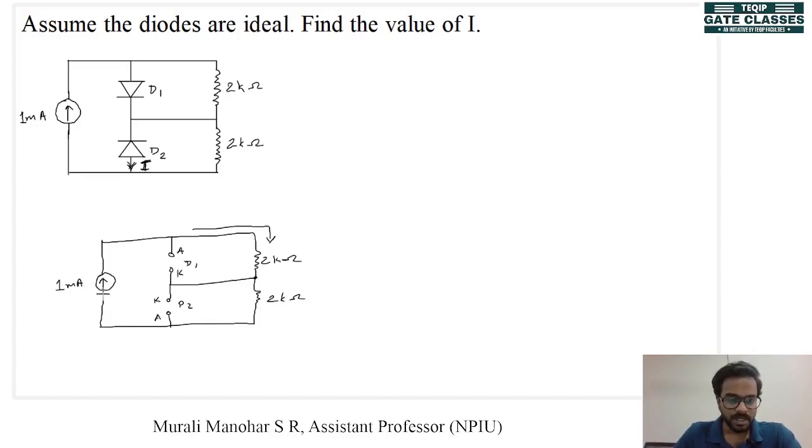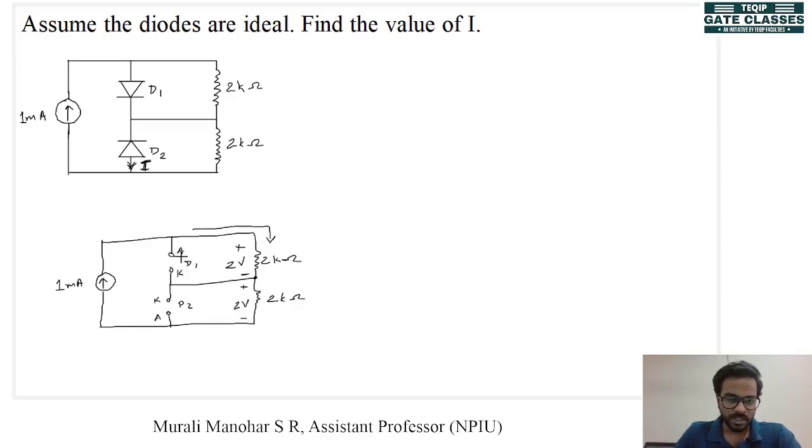When 1 milliampere current flows through this 2 kilo ohm, there will be a voltage generated across it, and that voltage will be 1 milliampere into 2 kilo ohm, which is 2 volts. Again, the current is flowing in this direction through this other 2 kilo ohm. There is a voltage drop across this 2 kilo ohm resistance as well, and that will also be 2 volts.